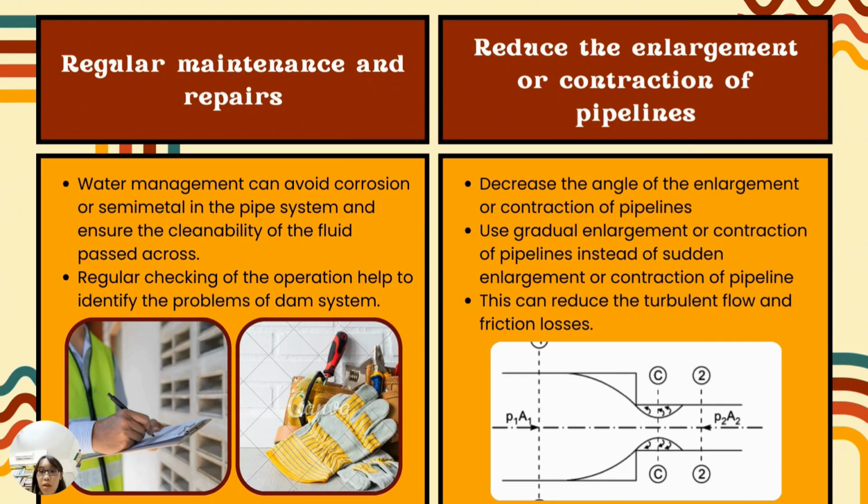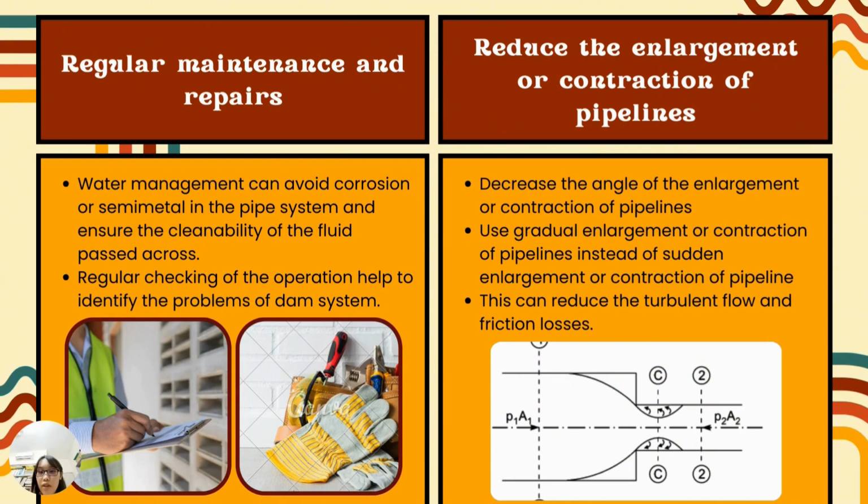Besides that, regular checking of the operation of the dam system should be carried out. This can help to identify problems of the dam system such as cracking of the dam and low power generation. Thus, the issue can be fixed as soon as possible and avoid any incident that may happen.